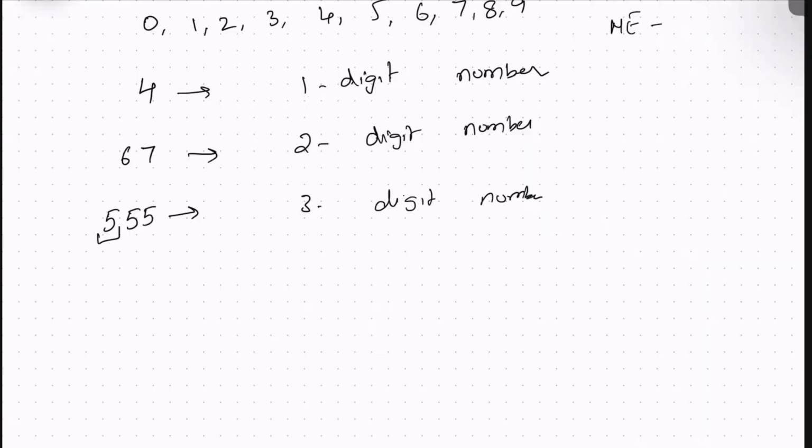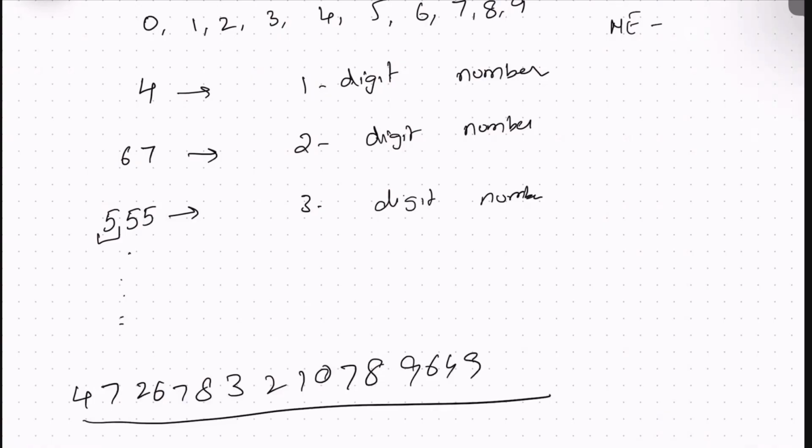Similarly, you can have any number having any number of digits. Say for example, 2, 6, 7, 8, 4, 3, 2, 1, 0, 7, 8, 6, 4, 8. This is a big number. You can make it any number having any number of digits. Let's see how many digits are there here. 1, 2, 3, 4, 5, 6, 7, 8, 9, 10, 11, 12, 13, 14, 15. It is a 16 digit number.